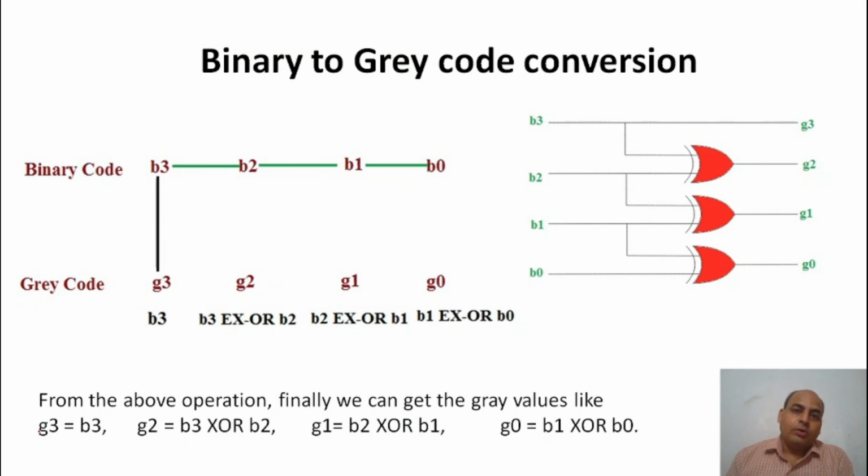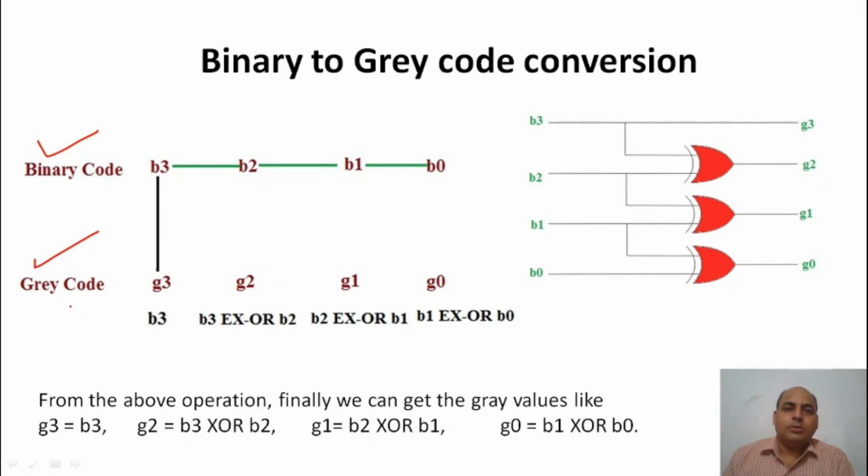Now, how can we convert from one code to another? Suppose we have a 4-bit binary code, B3, B2, B1 and B0, and we want to convert it into the equivalent Gray code. As I have said, the Gray code has adjacent digits which differ by a single digit. So if we have the binary code and want to convert it to a Gray code, how can we convert it?